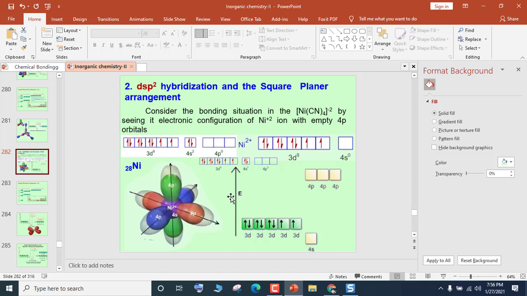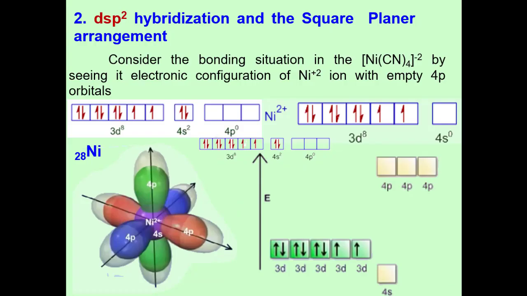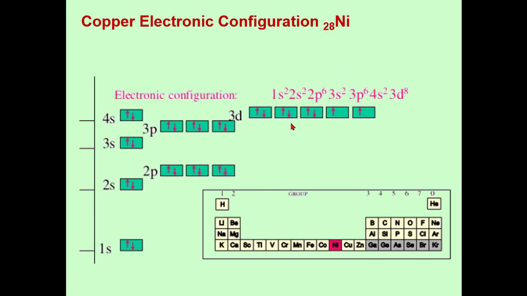So in this example we have to see that d orbitals also take part in hybridization and the formation of a complex. For this, we consider a complex that contains nickel, a transition metal, as the central metal ion. The electronic configuration of nickel you may see here, but you may see a separate electronic configuration here also. So this is the position of nickel.